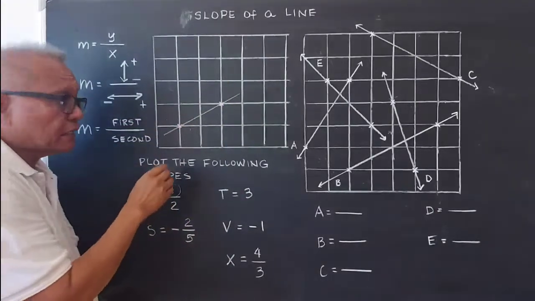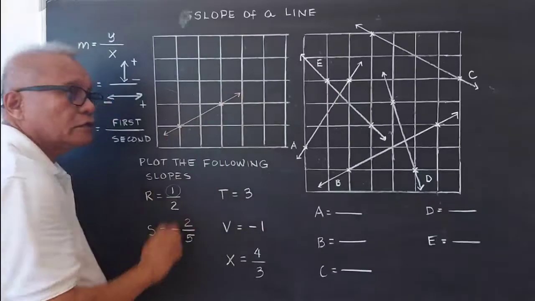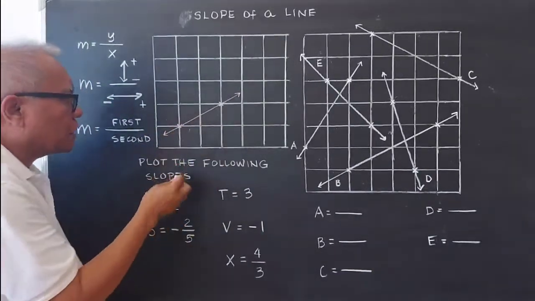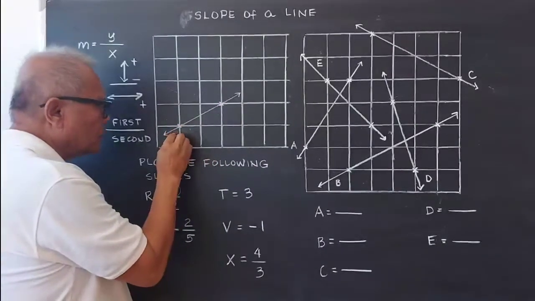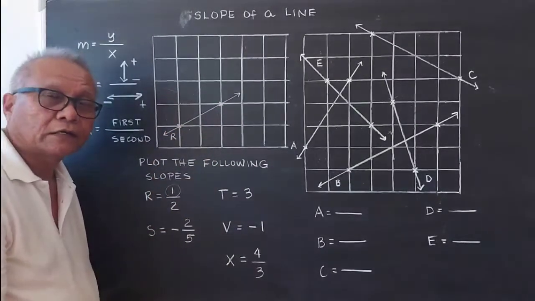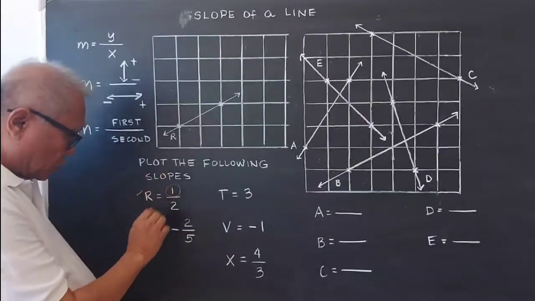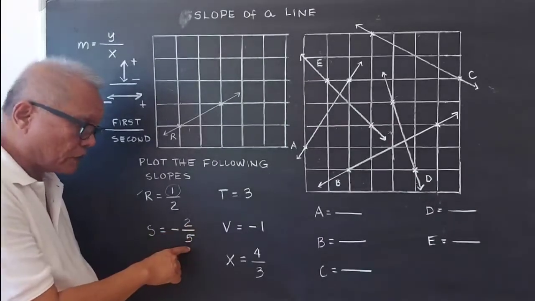And because that is a line, put double arrows here, signifying that this is a line. So this is our slope for line R. So name that one as line R. S, okay, check, S is negative 2 over 5.